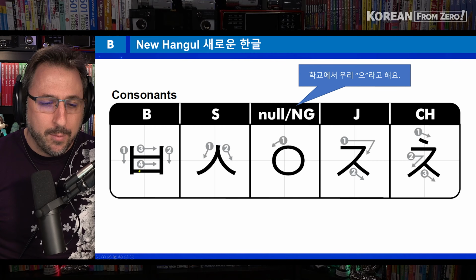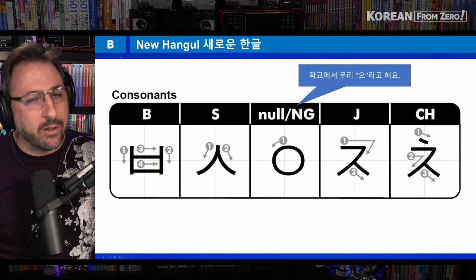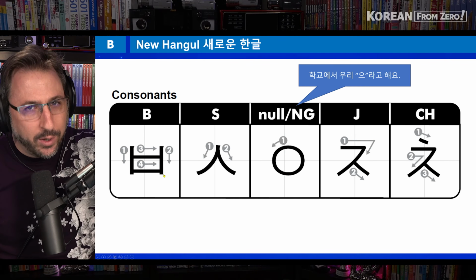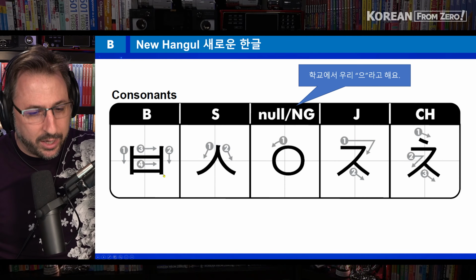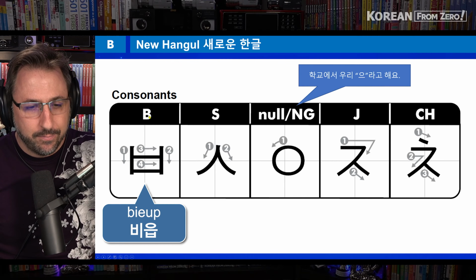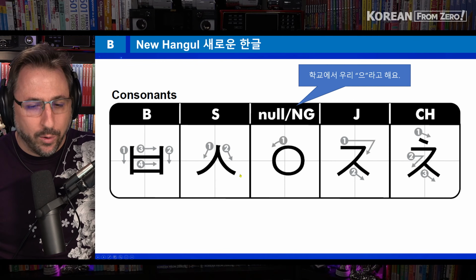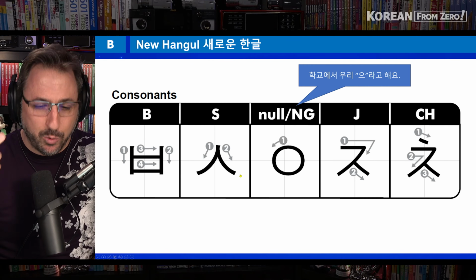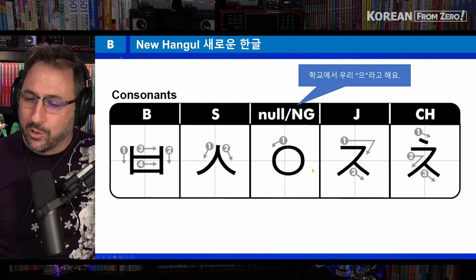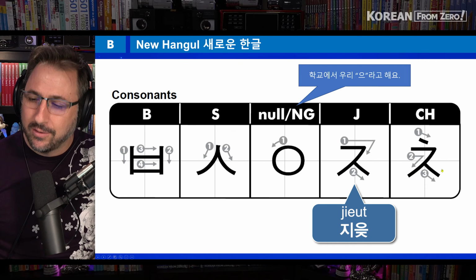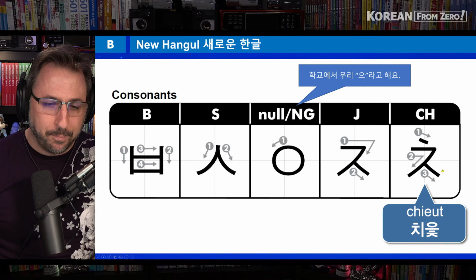So one more time, B sound, which can also sound like a P, depending. You're going to hear that today. It's not always B. It's going to be P also, depending on if it's in the beginning or midway through. 비읍, 브. Shiot always is going to be an S, but it can be S sound or sh sound, which we will learn. Don't get overwhelmed. Just learn the words as we go and you'll get it. 이응, this is a very special character. 지읒, 치읓. All right, moving on.